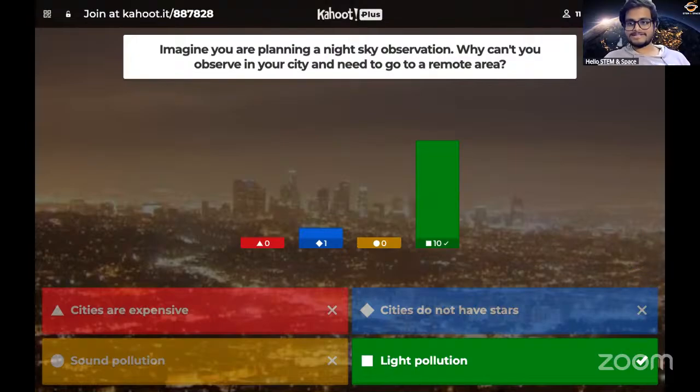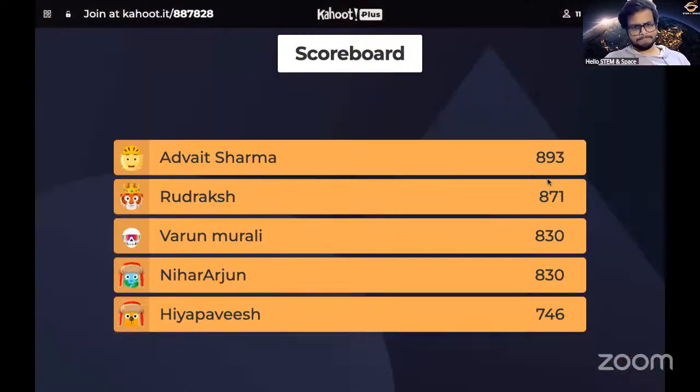All right, let's see the scoreboard. Not much changes. Advait is still on top with Rudraksh on second, Varun on third, Nihar on fourth, Hiya on fifth. All right, let's see the next question.